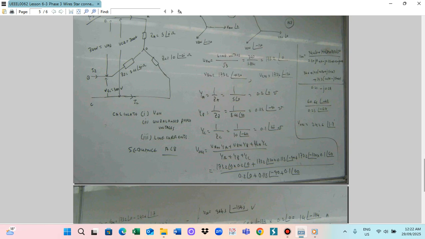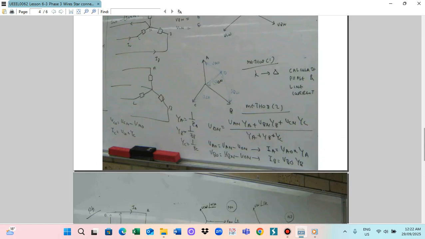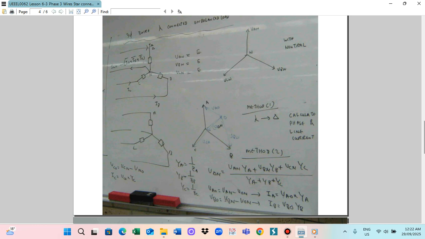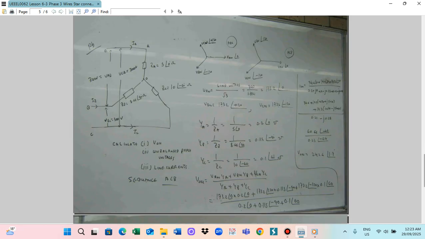Method 1, we change the delta to star, and then we utilize the star unbalanced load. The delta unbalanced load, and then you have to calculate the line current and phase current. Method 2 is you find the original star voltage and new star voltage VON, and then you use this formula, and after that you can find the new voltages VAO, VBO, VCO. IA you utilize VAO multiply YA, IB is VBO multiply YB, IC is VCO multiply YC. So this is method 2. And method 3 is that you utilize Kirchhoff's law. In this case, I will utilize method 2.